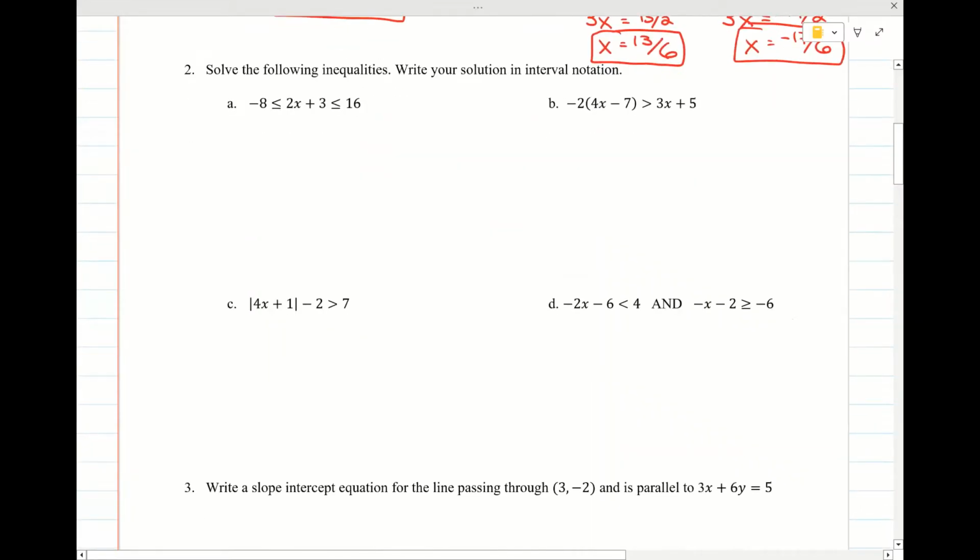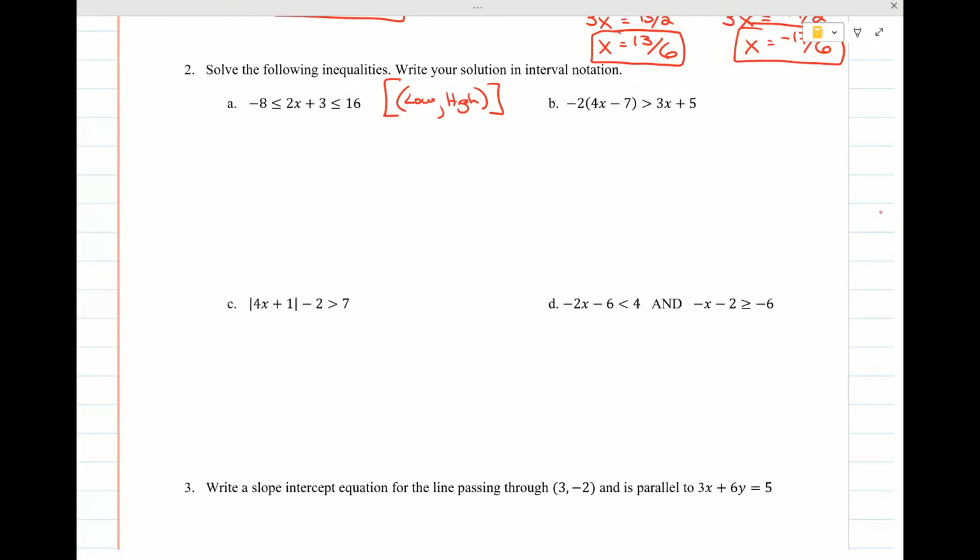Moving down to the second group of problems, we want to write our answer in interval notation. Remember, with interval notation, we're either using parentheses or brackets. Brackets include the value on the inside, parentheses do not. And we're always going to put the low value on the left and the high value on the right. So let's go ahead and take a look at these.